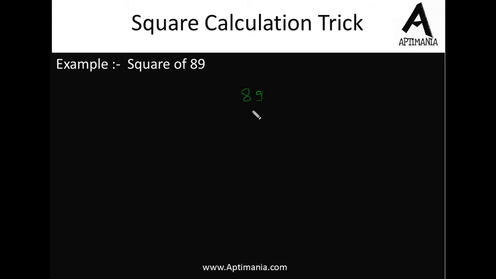Now 89. Again we'll check the difference. I am directly writing the difference now. The difference from 100 is 11, and here we subtract 89 minus 11, that is 78 will come here, right? Now the square of 11 is 121, but as we have already discussed, we need to keep only 2 digits over here, and here we are having 3 digits.